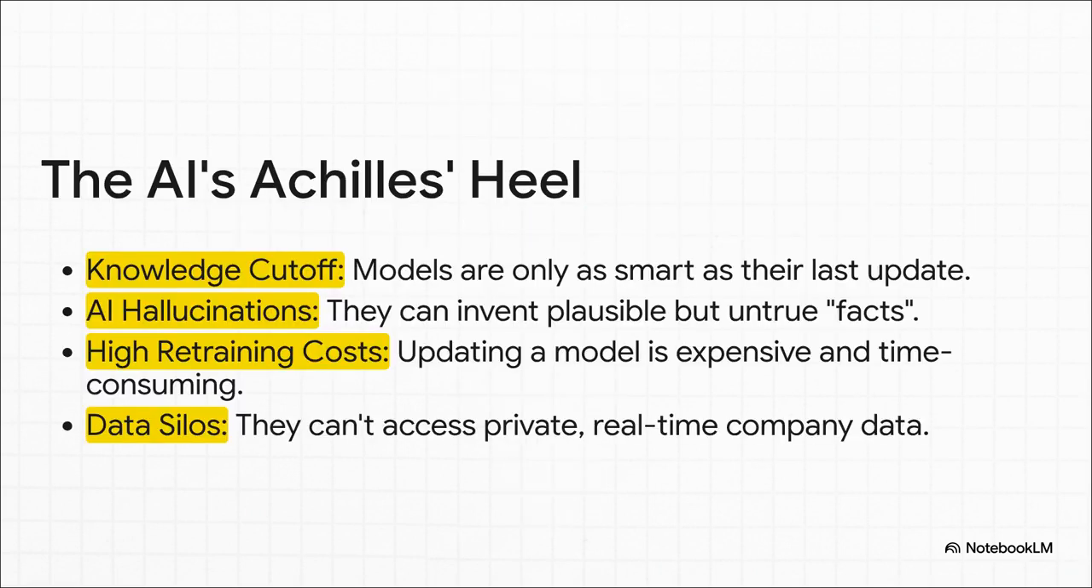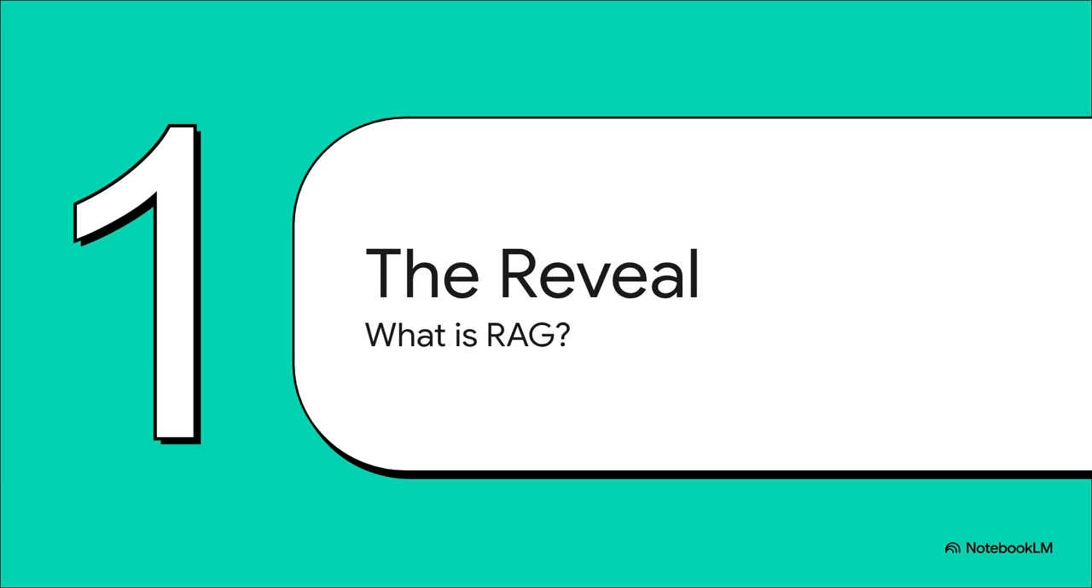Well, it all comes down to what I kind of think of as the AI's Achilles heel. I mean, think about it. The model has this hard knowledge cutoff, so it's basically frozen in time. Then you've got those infamous AI hallucinations where it just confidently makes stuff up. And you can't just fix this with a simple update because the cost to retrain these massive models is astronomical. And if that wasn't enough, your standard AI is completely walled off from the most valuable info out there. Your company's private, up-to-the-minute data, all locked away in silos. So how do you fix all that without having to rebuild the AI from the ground up every single time?